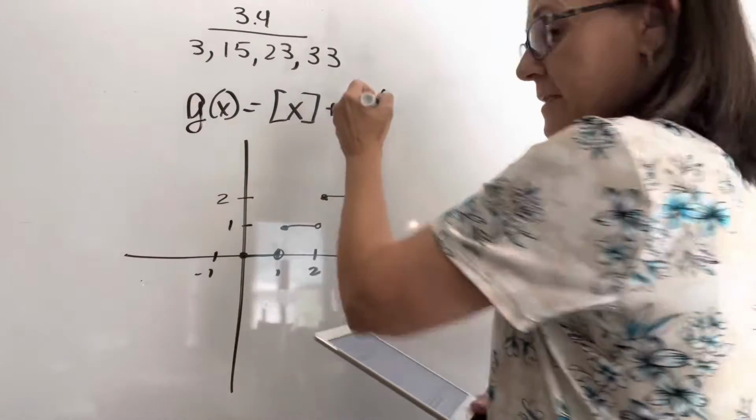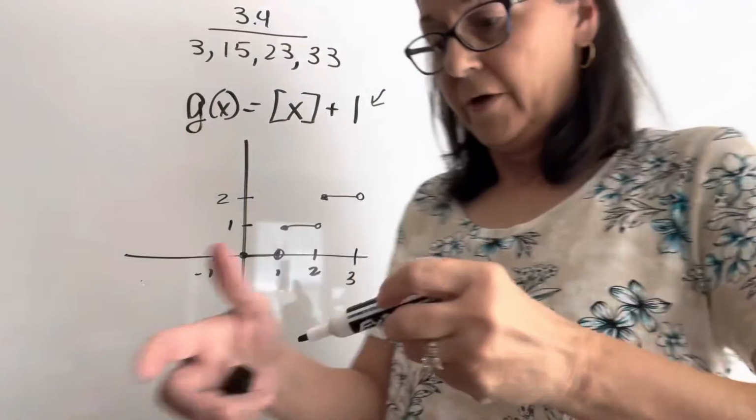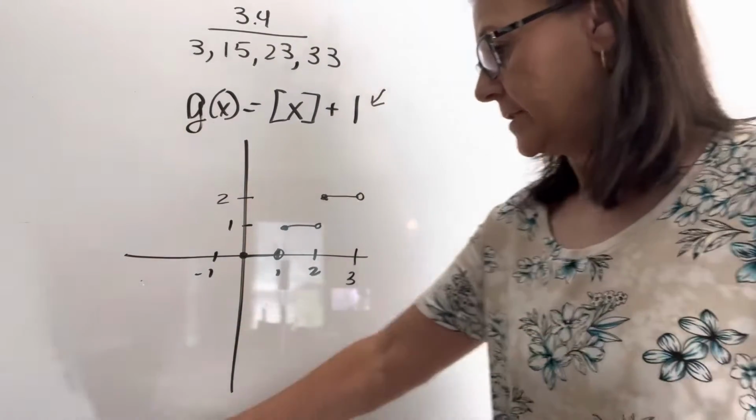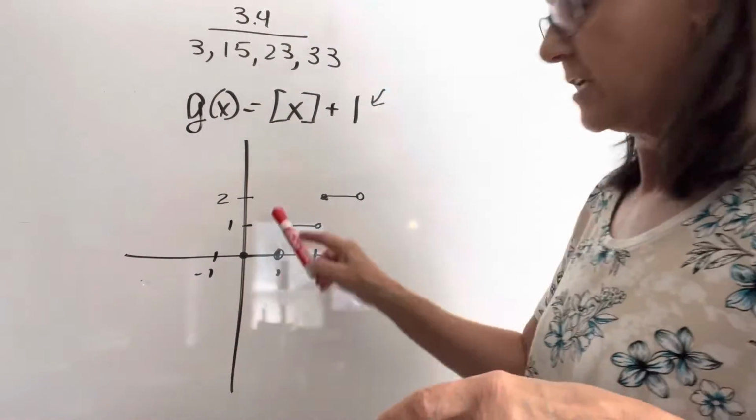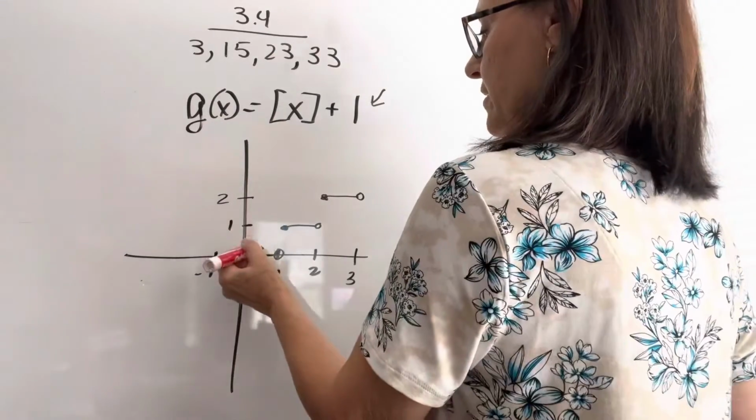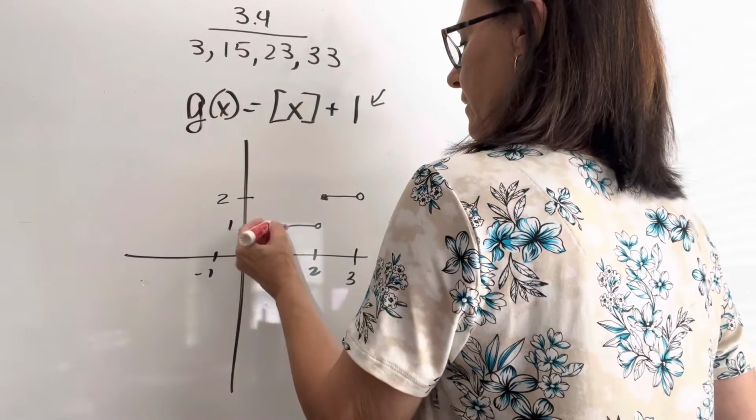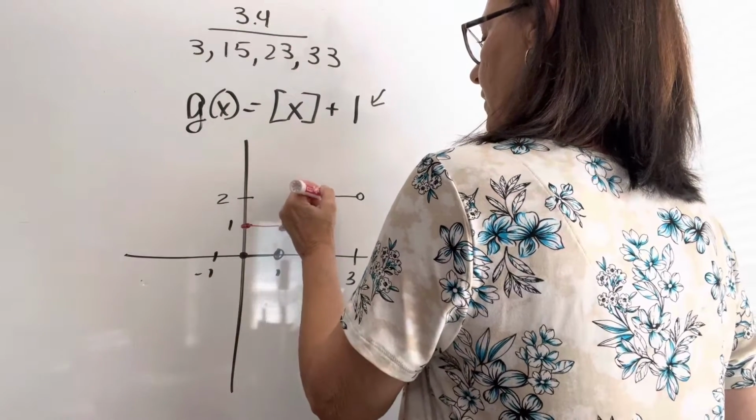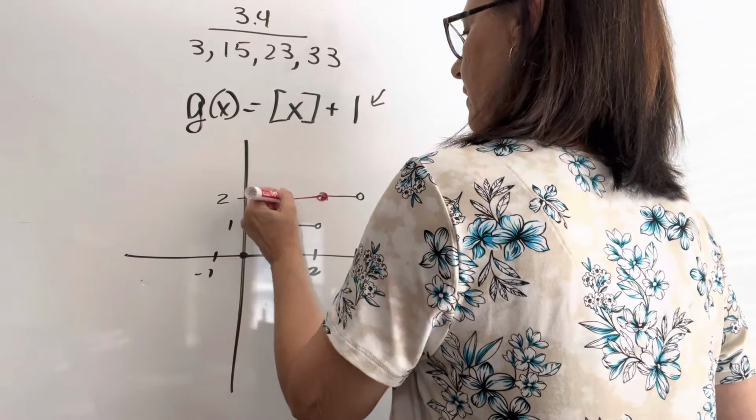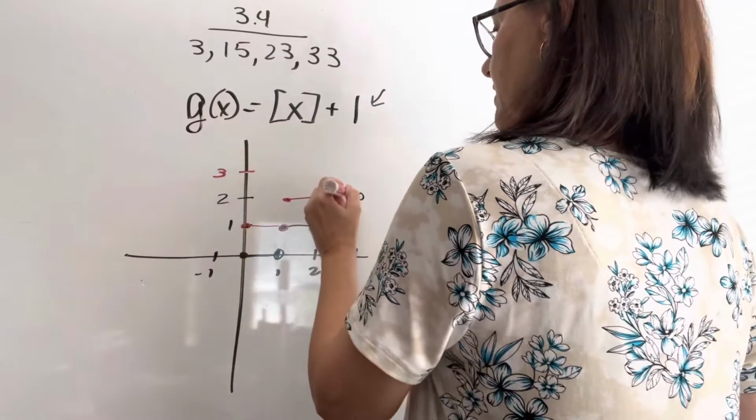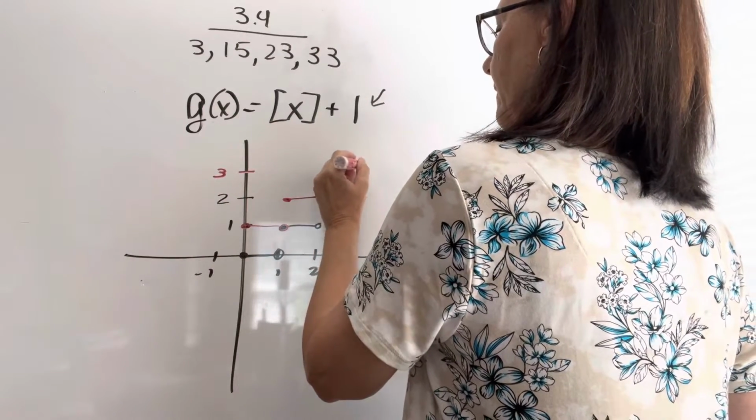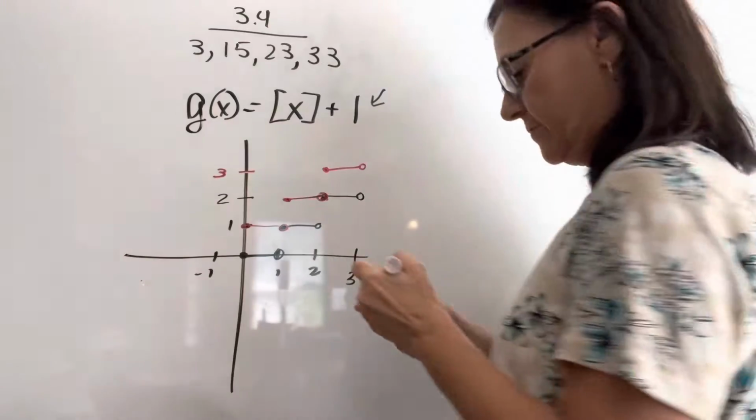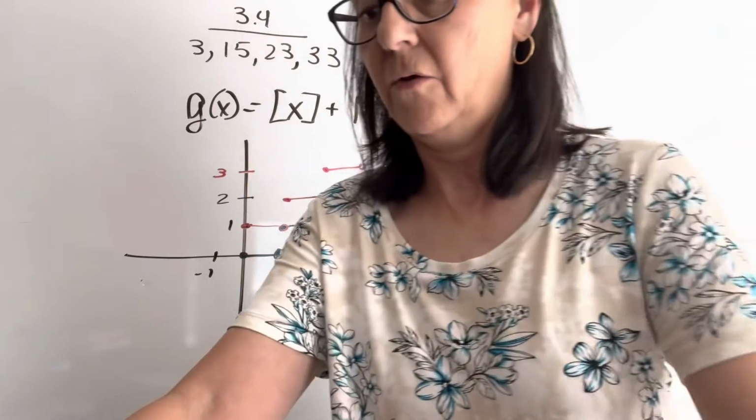All right, so this says we're going to vertically shift it up by 1. So every one of these is going to be shifted up by 1. So this one will go here. This one will go here. And this one goes up by 1. So we're just vertically shifting it up by 1.